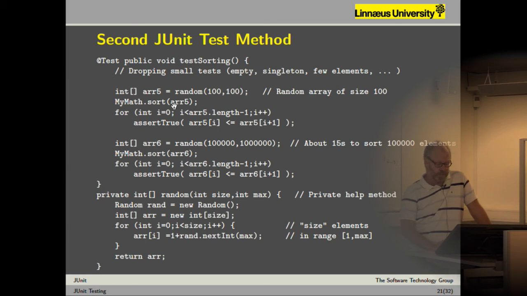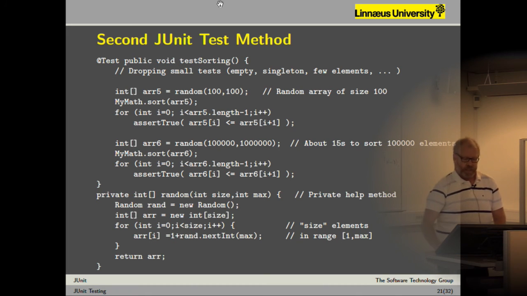I sort it, and then I check that it is actually sorted. That means I go through all the elements from the first position to the second to last position, and I compare that the one before is always smaller than the one afterwards. So after sorting we have an array which is sorted. That means that this element should be smaller than this element, and this element should be smaller than this element. And this is what I do here. I generate the random array, I sort it, and I verify down here that they are actually sorted.